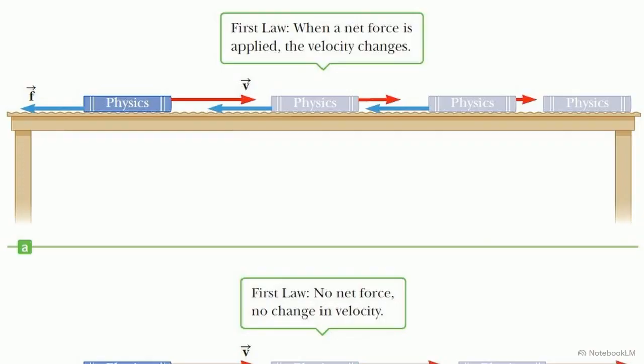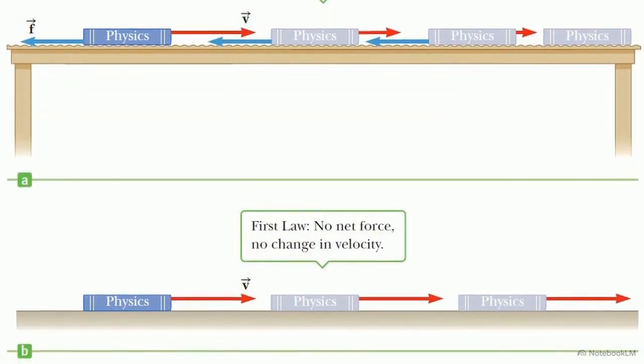This diagram illustrates the first law. On top, an opposing friction vector acts horizontally against a moving book, causing its velocity vector to shrink until it stops. Looking below at a frictionless environment with zero net force applied, the velocity vector remains constant.